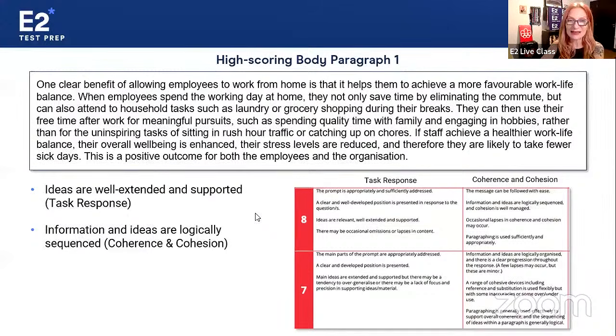Ideas are well extended and supported. Information and ideas are logically sequenced. So first, the employee can achieve work-life balance. And then it's going to explain why. Why can he achieve a favorable work-life balance? And then spending time alone, eliminating commute. Remember, saving time. And then extending, what does he do with the time that he saves? What can he do? What is the benefit of saving this time? So you see how one sentence is connected to the other.